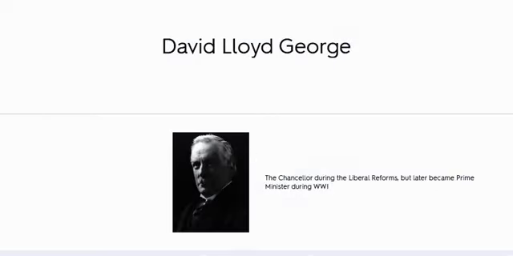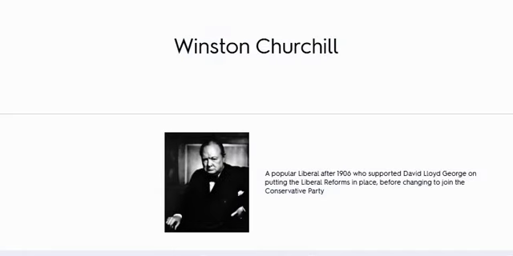David Lloyd George, the Chancellor during the Liberal reforms but later became Prime Minister during WWI. Winston Churchill, a popular Liberal after 1906 who supported David Lloyd George on putting the Liberal reforms in place before changing to join the Conservative Party.